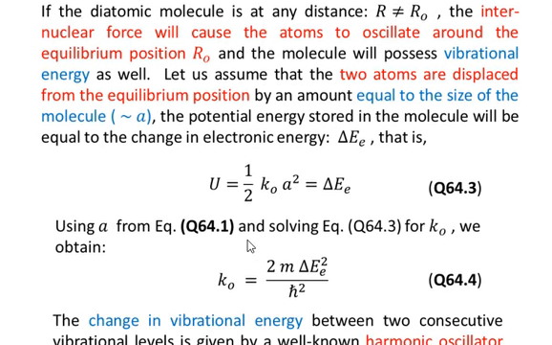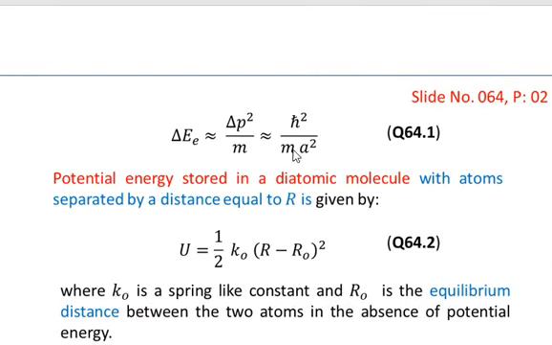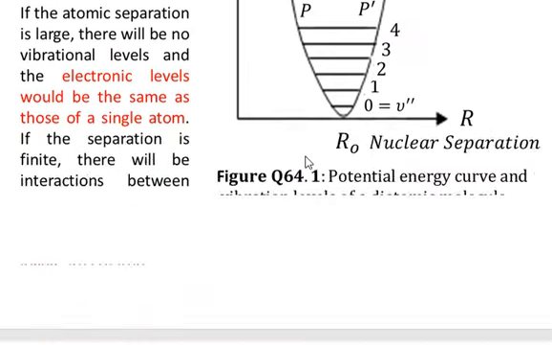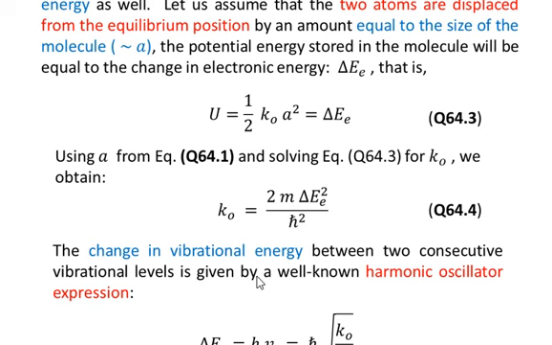Using A from equation number 64.1, that is from this equation, if you take the value of A from here and substitute the value of that A over in this equation and solve this equation for the value of K naught, you will obtain the value of K naught equal to 2m delta E square over H bar square, as shown in equation number 4.